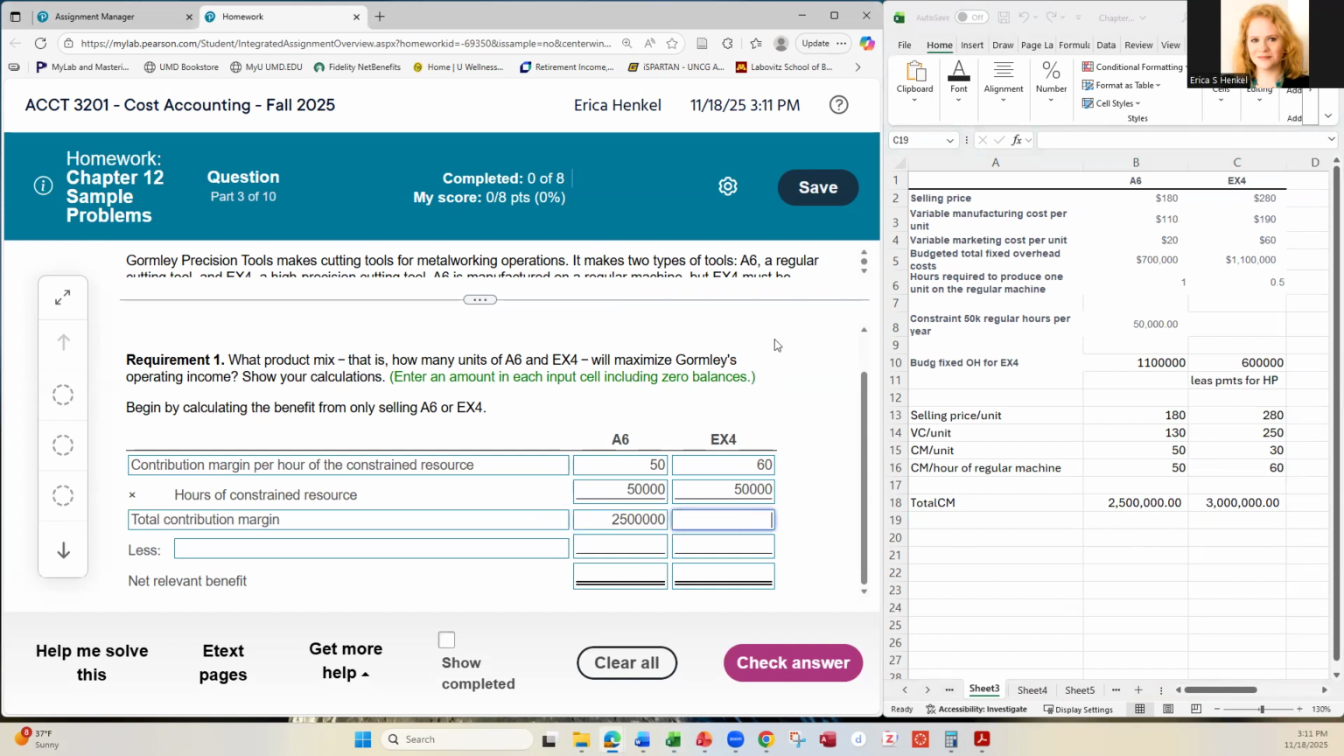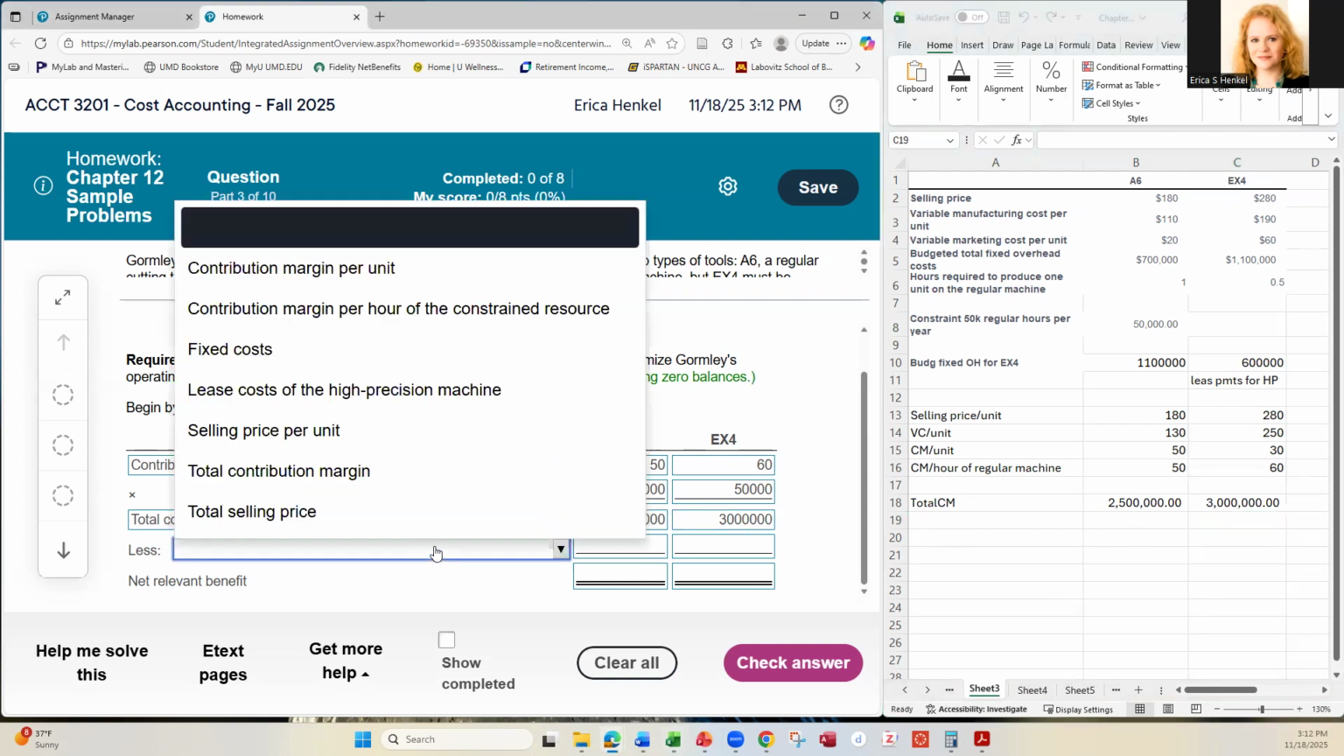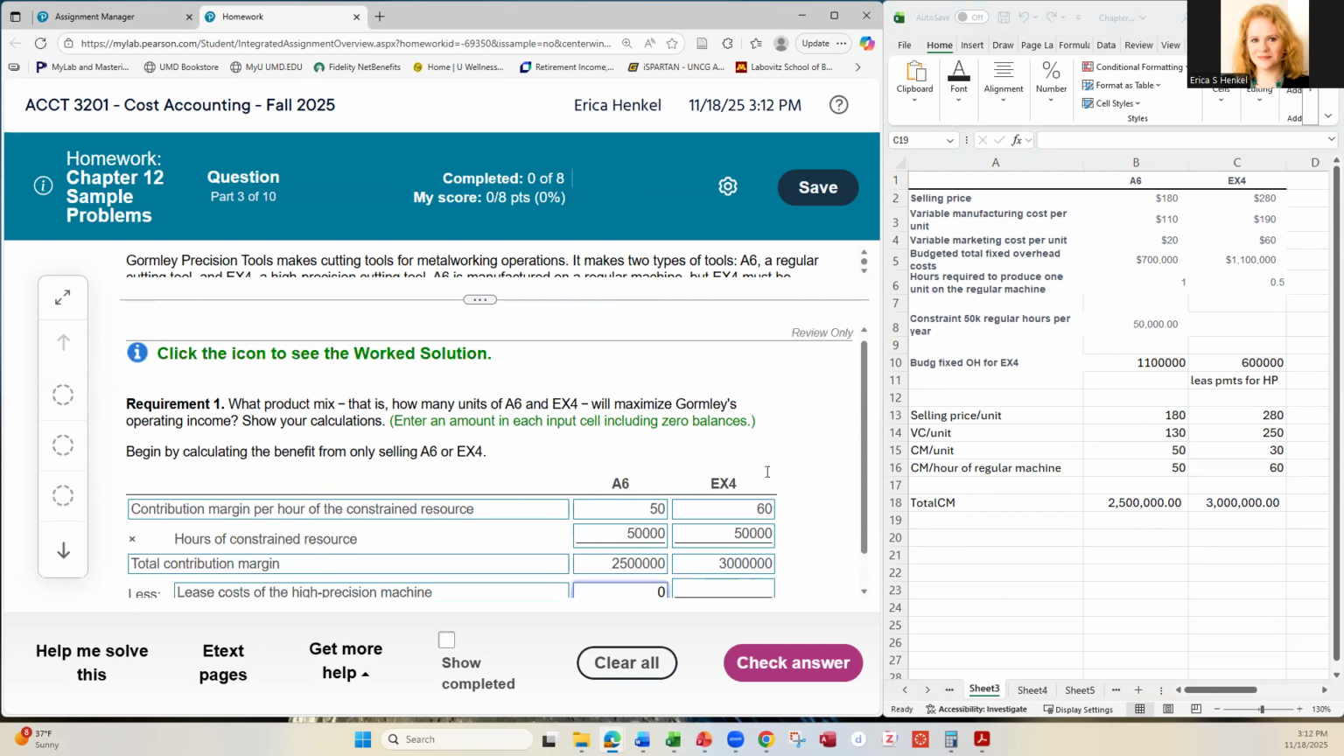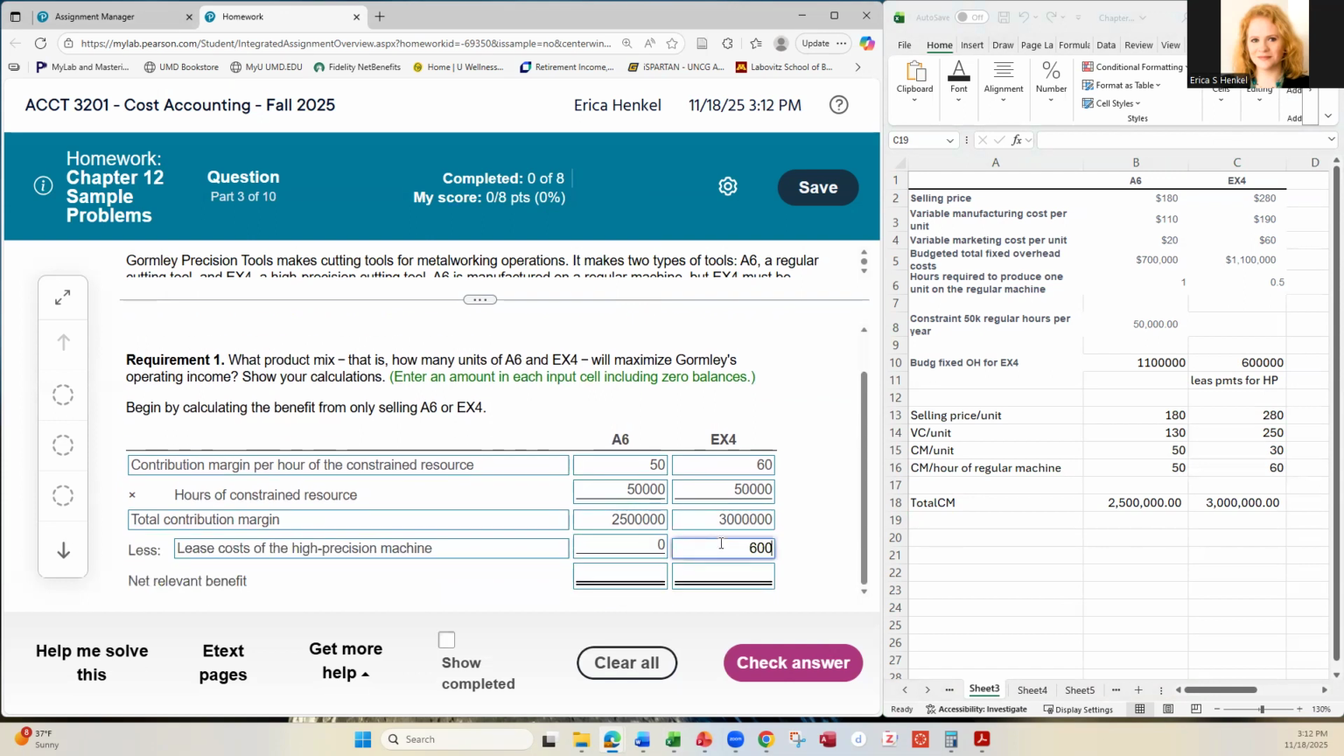So far it's looking like the precision one has more contribution margin, but there's also that lease cost that is going to be incurred here. We do not have lease cost for the regular ones, and we do have a lease cost for the machine. So when we consider that, we end up with actually only 2.4 million.